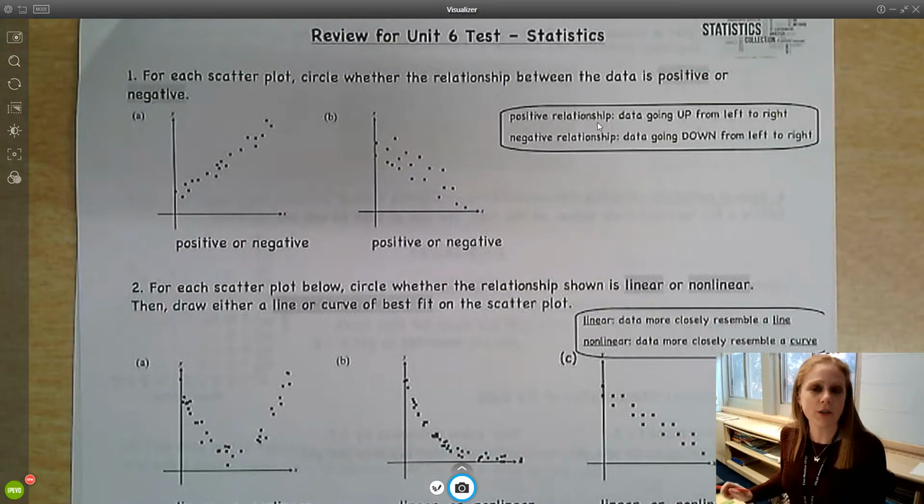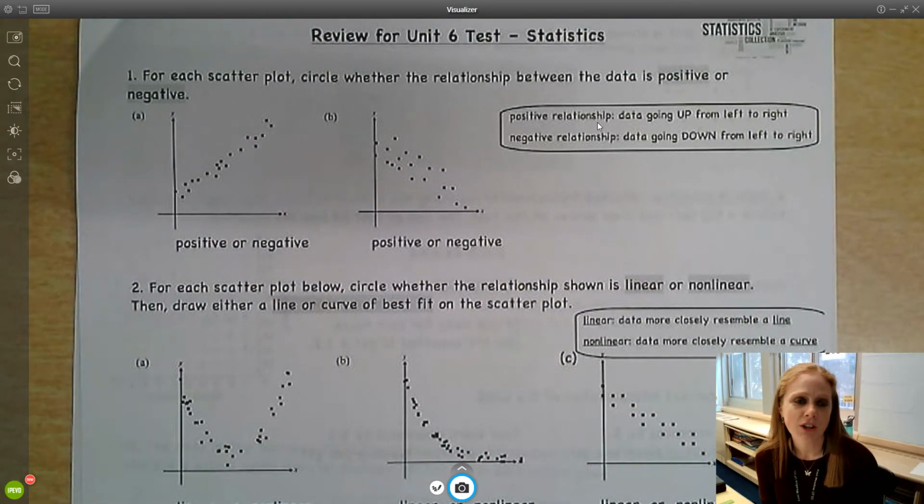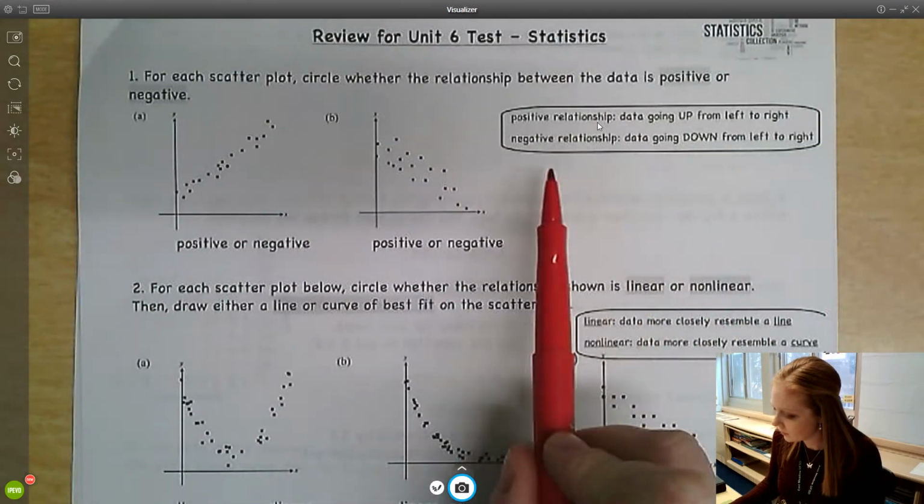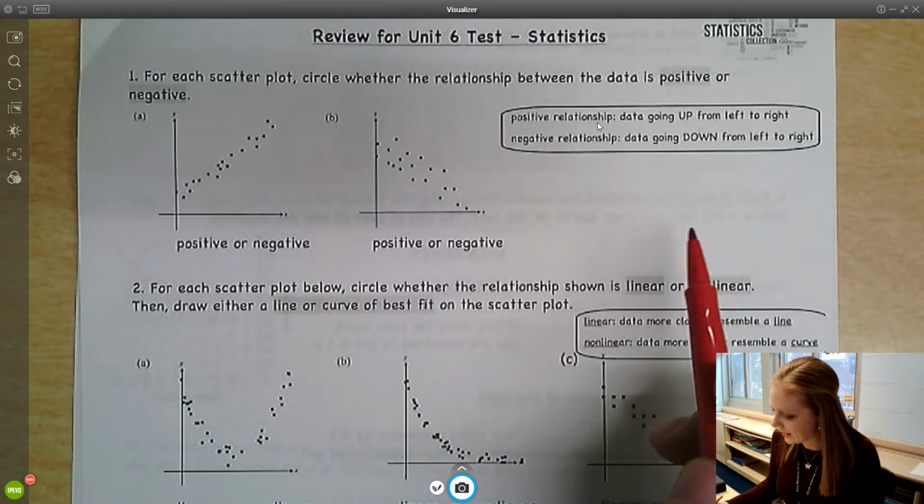All right, review for Unit 6 test on statistics. For each scatter plot, circle whether the relationship between the data is positive or negative. So positive relationship is when the data is going up from left to right. Negative is when the data is going down from left to right.